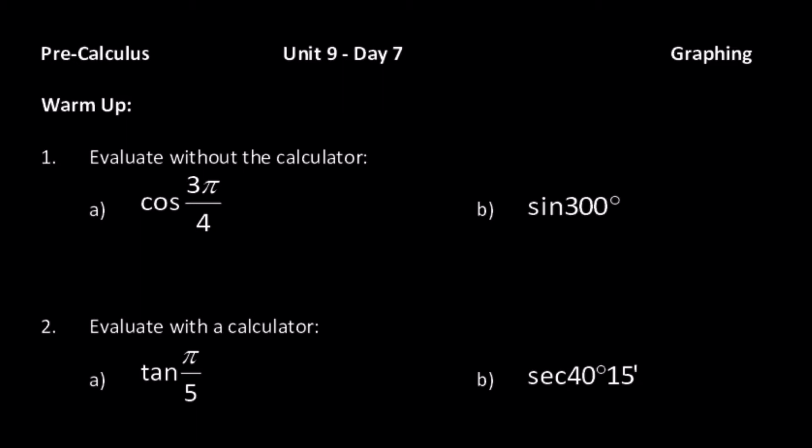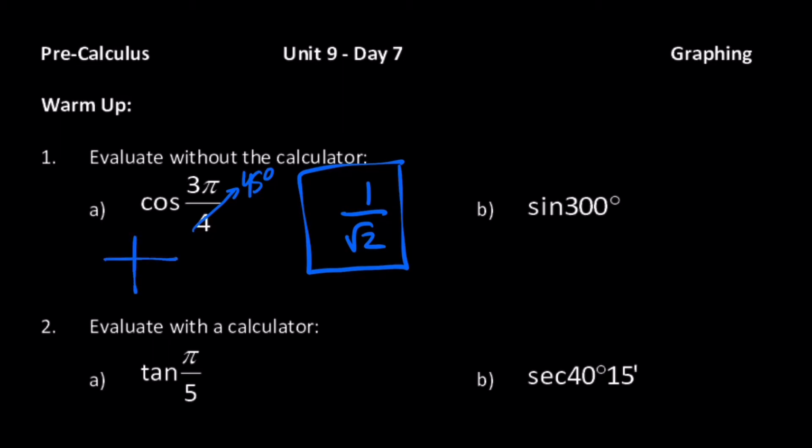1a, cosine 3 pi over 4. So the process here, you would take a look at pi over 4 and immediately recognize we're talking about a 45-degree reference angle, and you need to have memorized that cosine of 45 is 1 over square root 2. So I know my final answer is either 1 over square root 2 or negative 1 over square root 2. Last thing to determine, is this positive or negative?